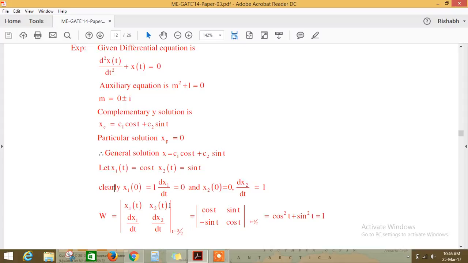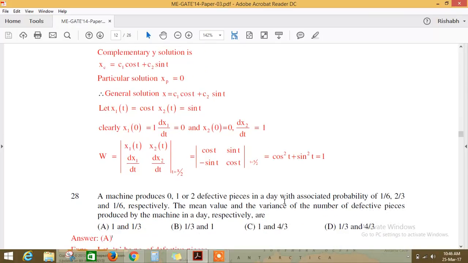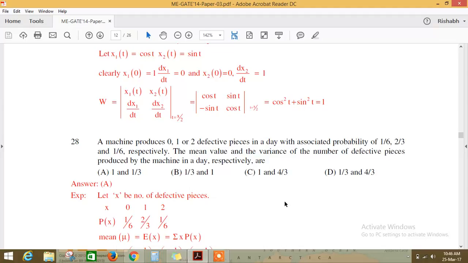After substituting the values in the Wronskian, we have to find it at t equals pi by 2. At t equals pi by 2, cos square t plus sin square t is 1. Not only at pi by 2, at any t. But if you get a Wronskian as a function of t, you have to substitute t equals pi by 2 at the end and calculate the value. So this was a very easy question.